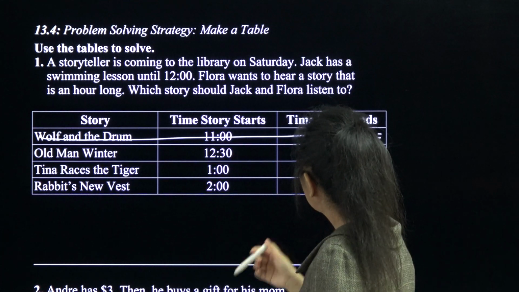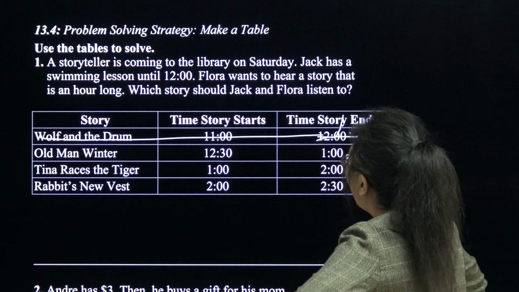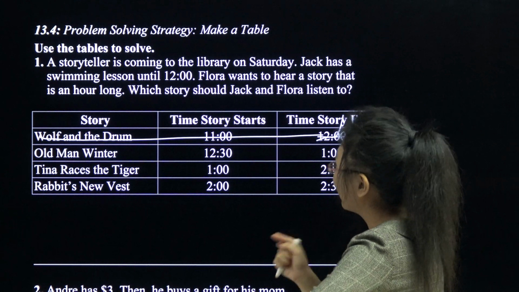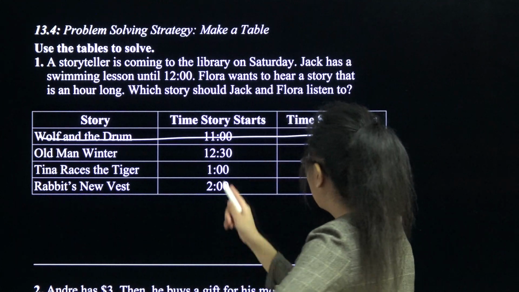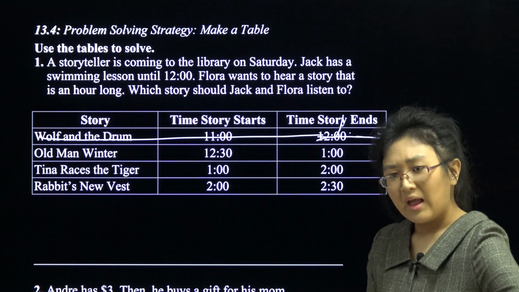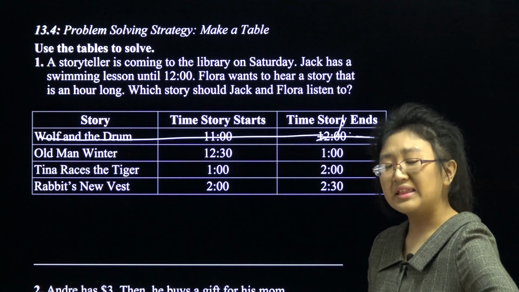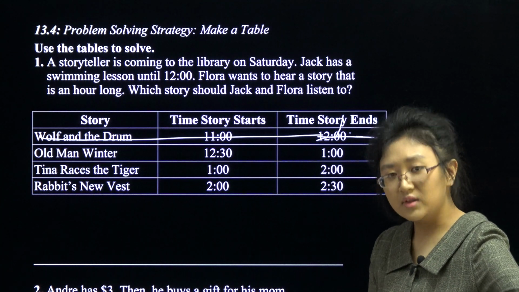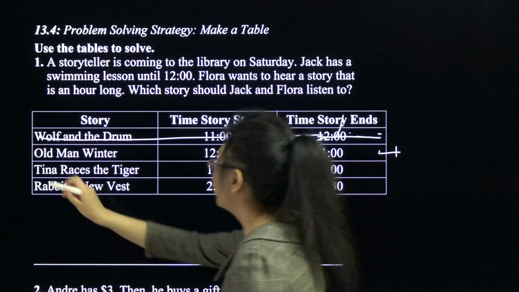And the rest all start after 12 o'clock. But now we need to find one that is an hour long, because Flora wants to listen to a story that is an hour long. Old Man Winter starts at 12:30 and ends at 1. How long is it from 12:30 to 1? It's half an hour. Is half an hour 1 hour? No. So Old Man Winter is a big fat no-no.